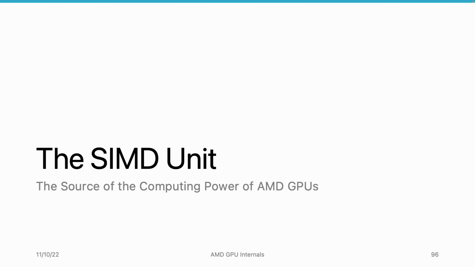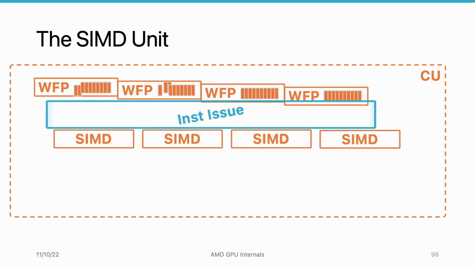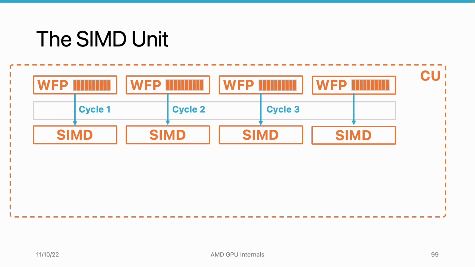So for each compute unit, there are 4 wavefront pools, and there are 4 SIMD units. It's not a coincidence. They're actually hardwired together. For each wavefront pool, there is a corresponding SIMD unit. The wavefront inside the wavefront pool can only be executed in its corresponding SIMD unit. The instruction issuer will take 4 cycles to launch instructions to the SIMD units. In cycle 1, it launches from wavefront pool 1 to SIMD 1, and in cycle 2, it launches from wavefront pool 2 to SIMD 2, and so on.